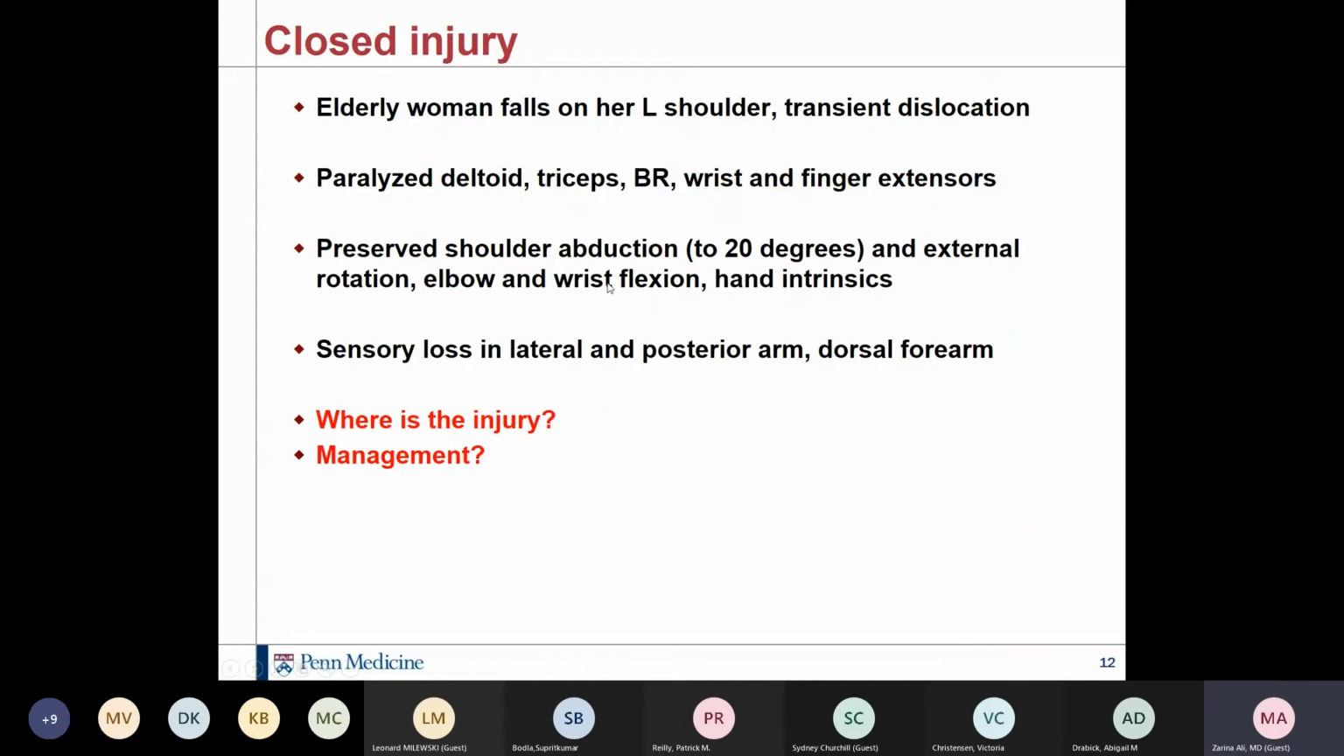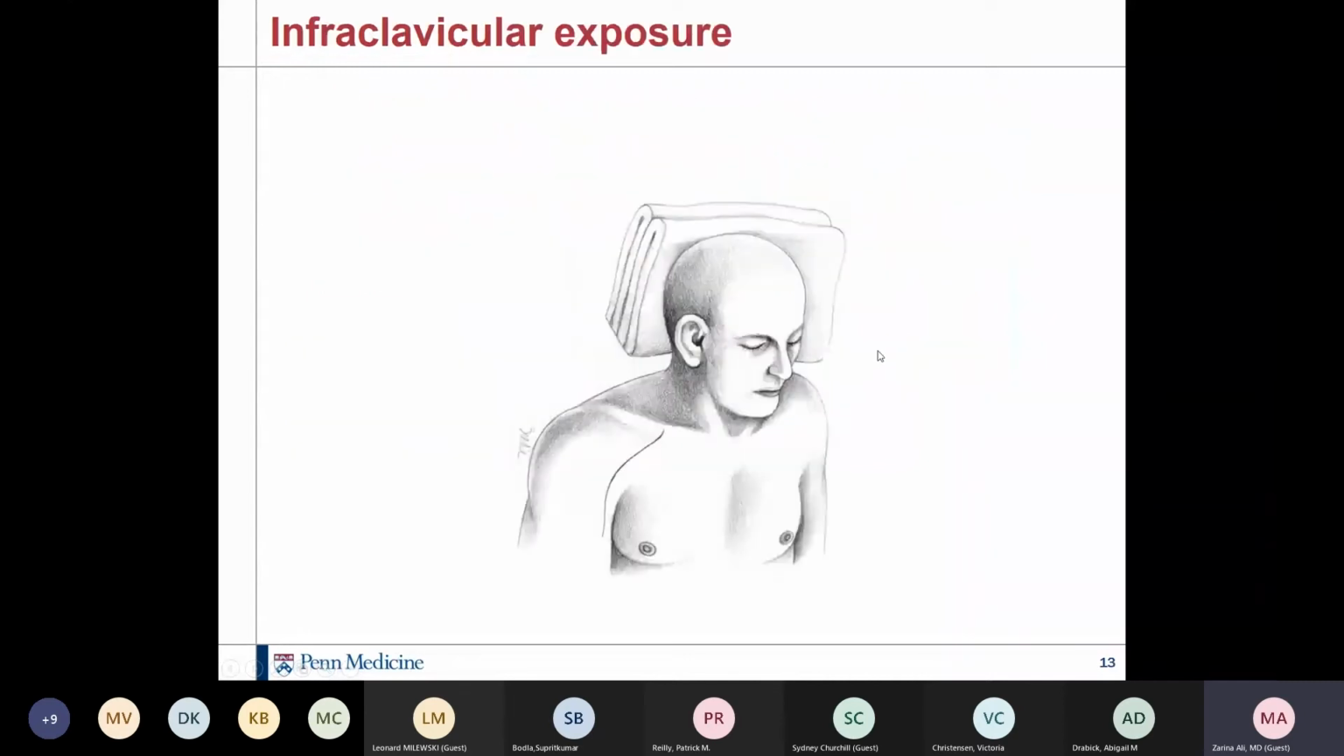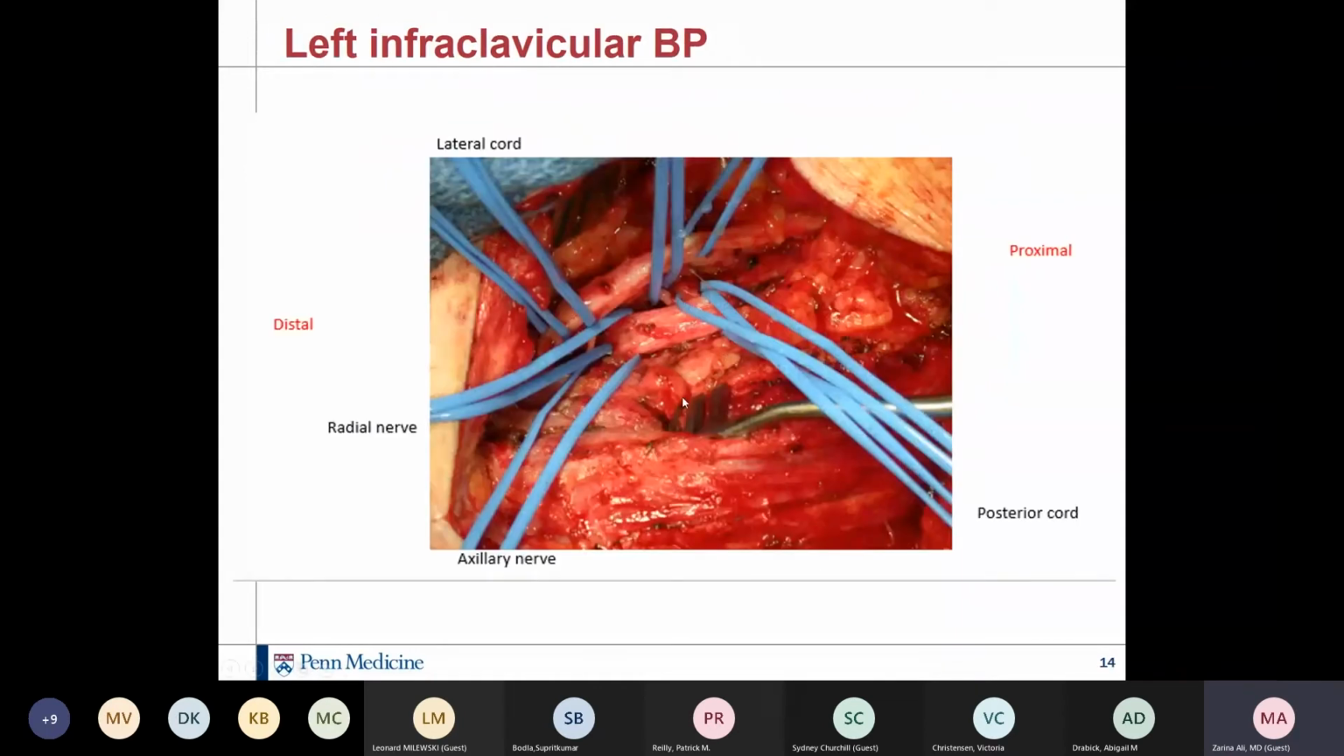Again, this points to the fact that this looks more like a posterior cord injury. You can see here there's sensory loss in the lateral and posterior arm and dorsal forearms, which fits with the posterior trunk. In this type of approach, we would take an infraclavicular approach to the plexus, in which we're dissecting out the neural elements at the level of the cords and distal nerves.